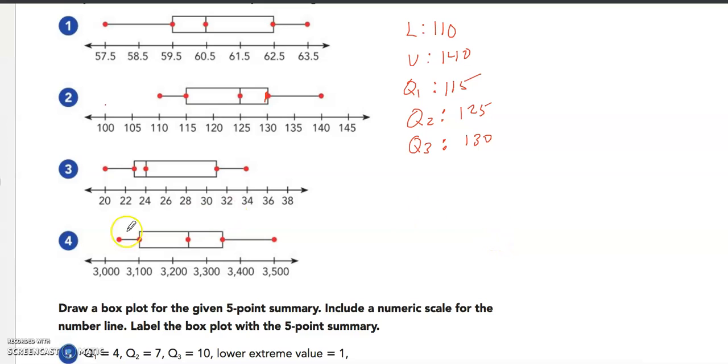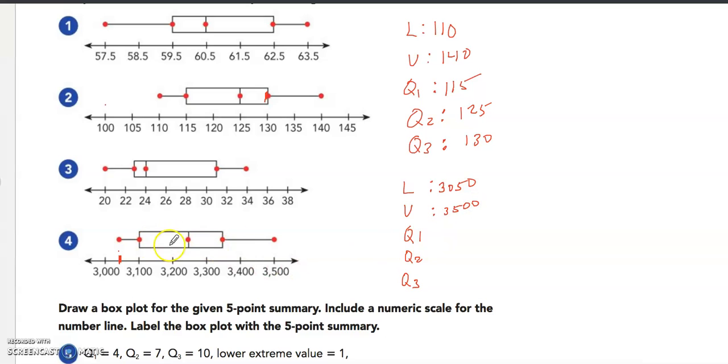Perfect. Okay. Number 4, so we have to do the same thing. So the lower, the upper, Q1, Q2, and Q3. So the lower extreme, this is 3,000, this is 3,100. This looks like it's about in the middle, so we can just say that's 3,050. We can say the lower extreme is 3,050. And then the upper extreme right here is right on 3,500.